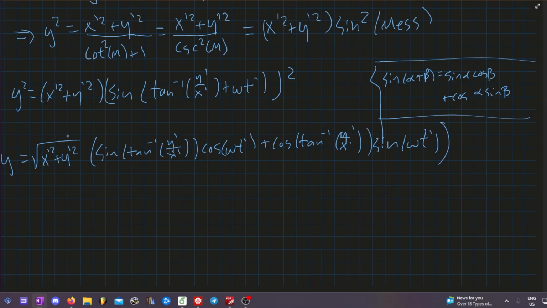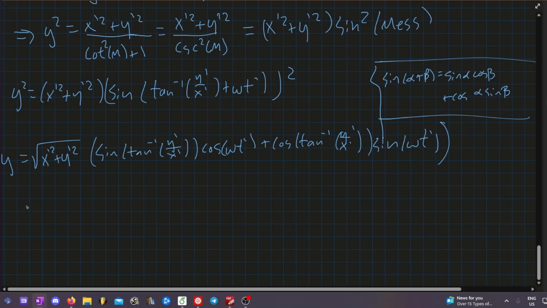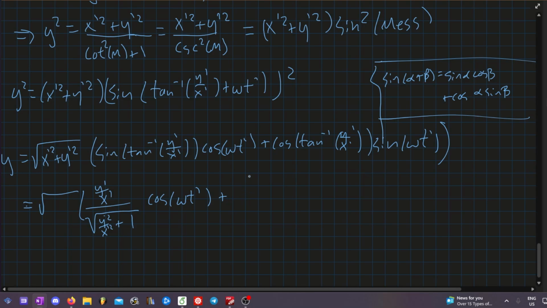Now the sine of the inverse tan is going to, well, actually, let's write this first. So equals, we're going to have the square root here. And the sine of the inverse tan is going to give us something like this, that identity from before. And the cos of the inverse tan is instead going to give us something like this, just 1 over the square root of this.